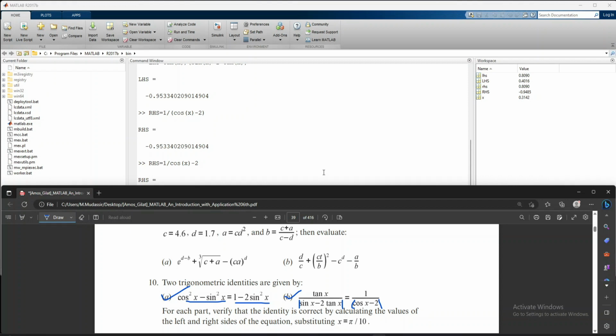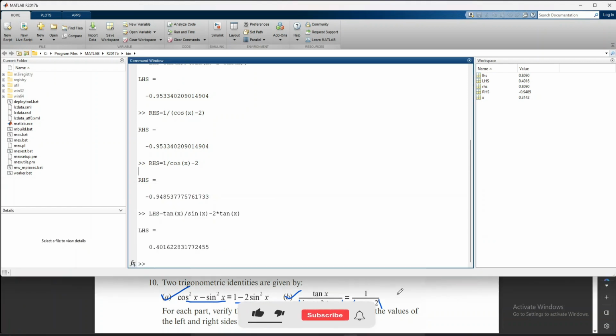That's how you can solve any prove-that question of trigonometric identities. And this is all for this lecture.